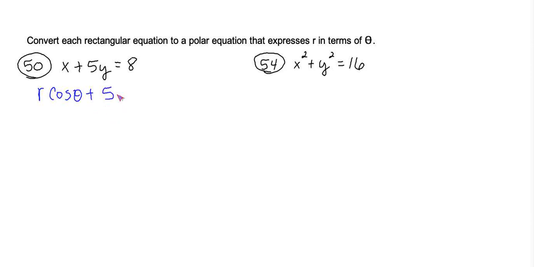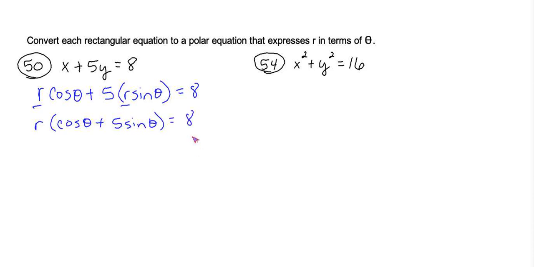Now, y, I'm going to substitute in there as well. That's r sine theta. And that, of course, is equal to 8. So I just made a substitution. X is r cosine theta, y is r sine theta. So now I'm going to factor out an r that's in both of these. Okay, when I factor out an r, I'll be left with cosine theta plus 5 sine theta.